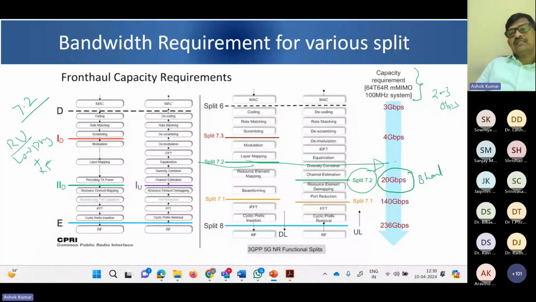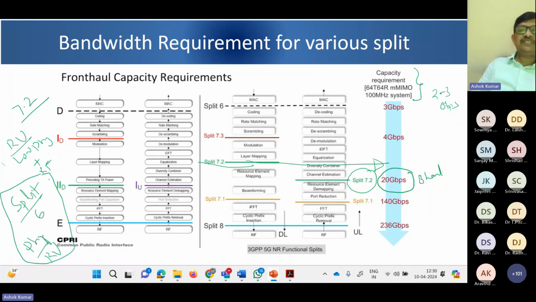Now, in case I use split 6, you remember split 6? Split 6 is that complete physical layer is at RU. Complete physical layer is at RU. That is split 6.